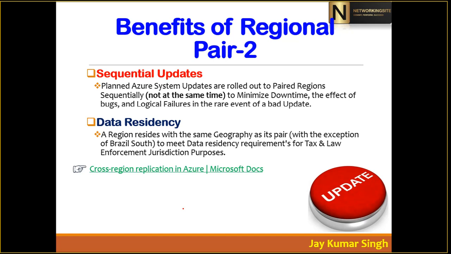Here it is talking about sequential update. Planned Azure system updates are rolled out to paired regions sequentially. Whenever Azure wants to install any update on your server or your system, it will provide you a sequential update.